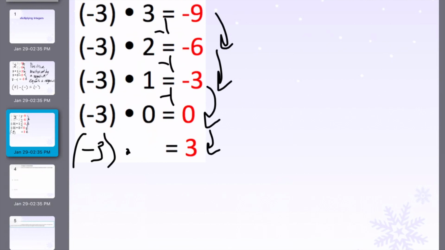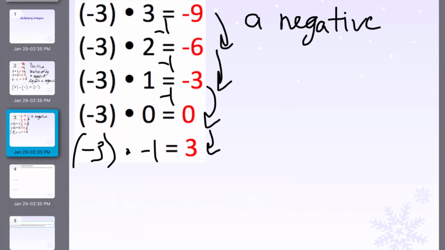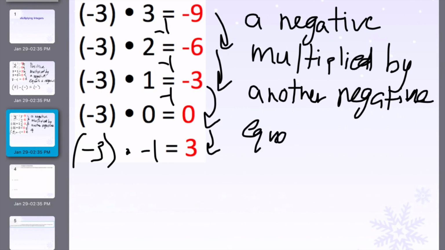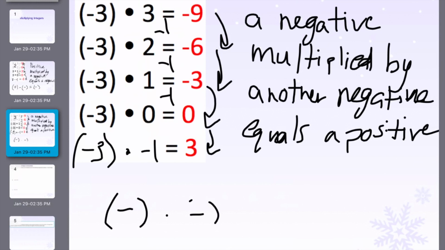So in fact, I need to multiply by negative 1 here, and I see that two negatives multiplied together gives me a positive. So a negative multiplied by another negative equals a positive. So if I do negative symbol times another negative symbol, that actually equals a positive symbol.